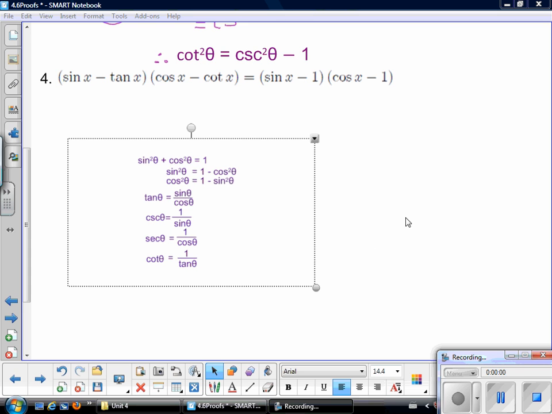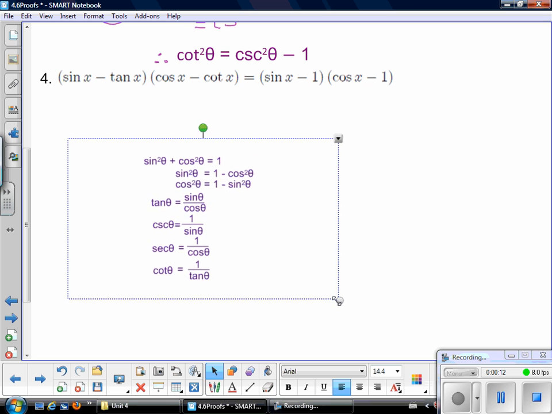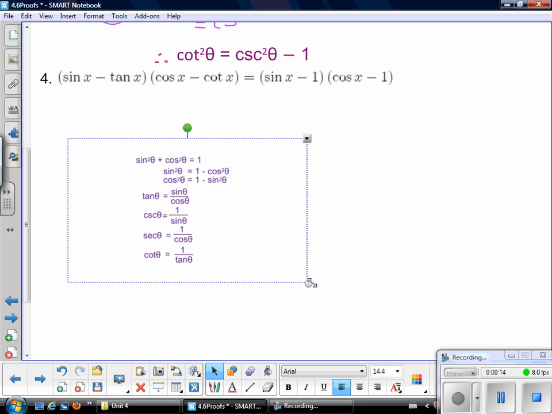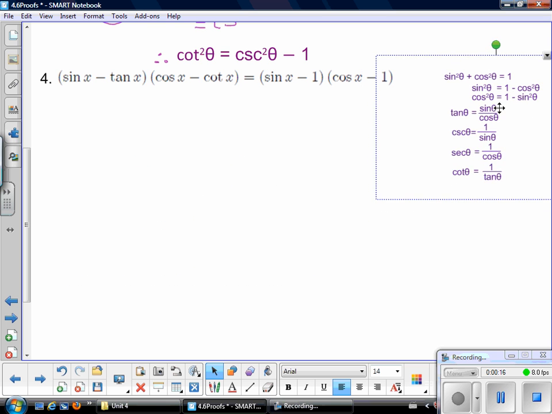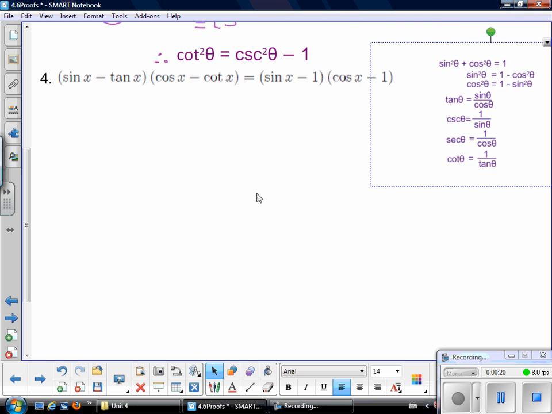At question number 4. As I said, I've never looked at this question. There's so many different trig identities. So what I've done is I have copied my substitution tools, because these are the things that are going to help me. I'm just going to put it to the side. That's one technique: to have them there so you can look at them to see what you need.